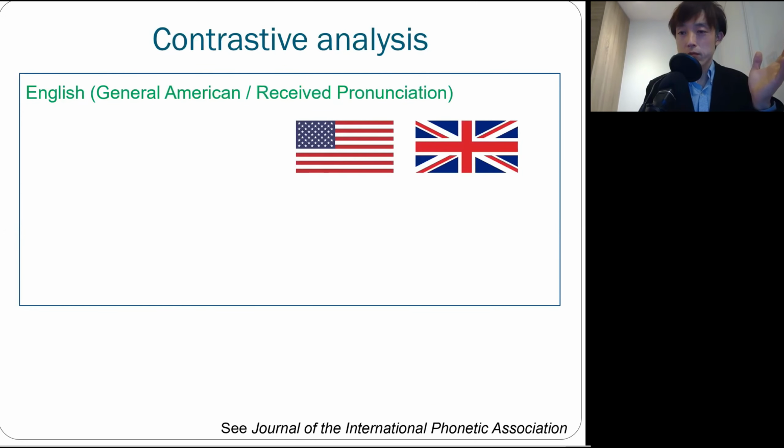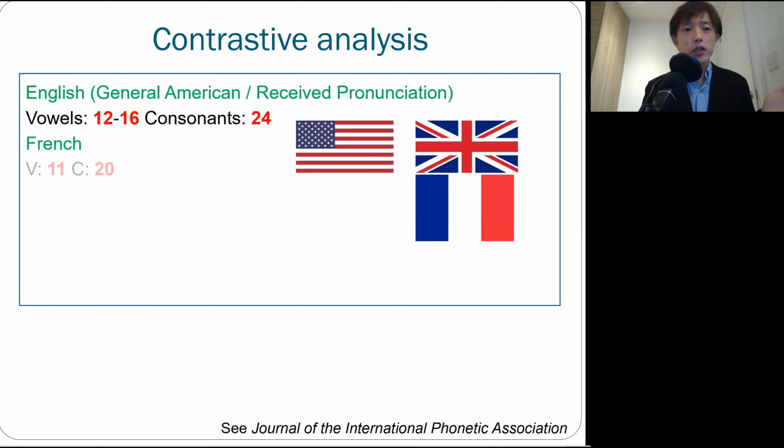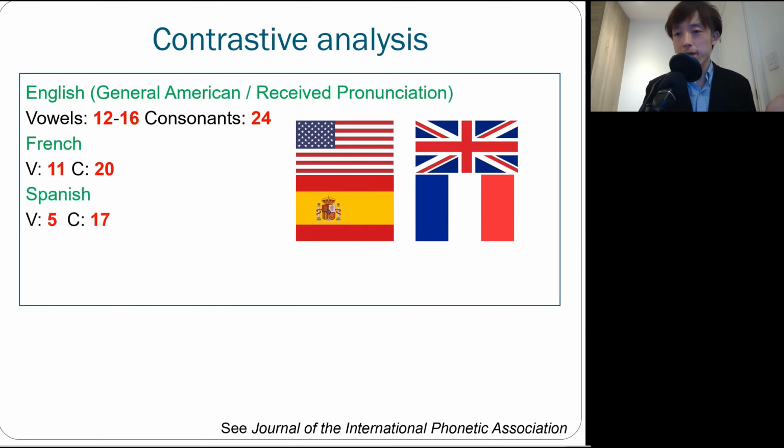Probably the most straightforward example of the contrastive analysis is comparing segmental inventories across different languages. For example, English, depending on which regional dialects you're referring to, has 12 to 16 vowels and 24 consonants. French has 11 vowels and 20 consonants. Spanish, 5 vowels and 17 consonants. Japanese, 5 vowels and 12 consonants.